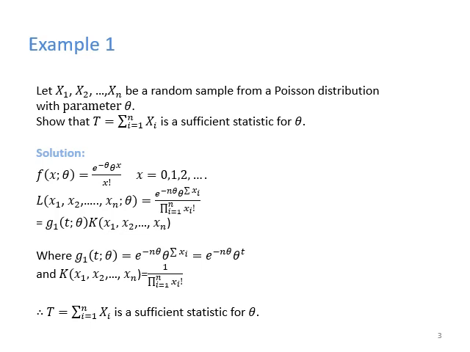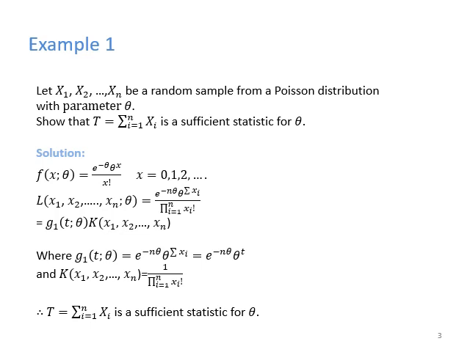In the first example, we consider a random sample from a Poisson distribution with parameter theta, and we want to show that t equals summation xi is a sufficient statistic for theta. The likelihood function for the Poisson distribution is as shown in the slide. Remember, we considered this likelihood function before when we were dealing with maximum likelihood estimation of the parameter of the Poisson distribution. It can be easily shown that this likelihood function can be factorized into two terms.